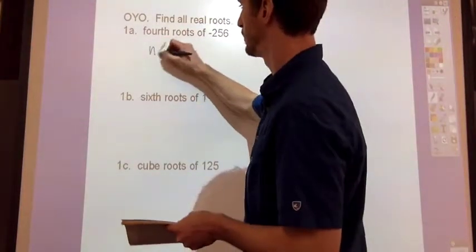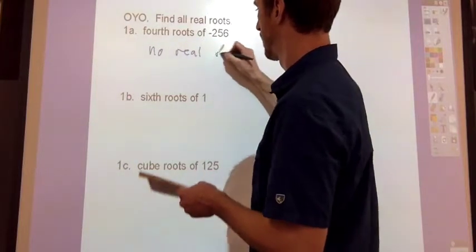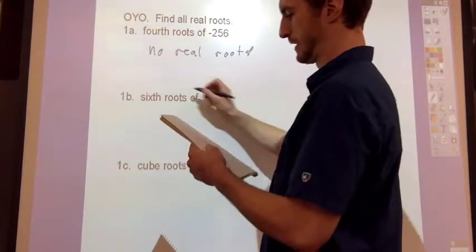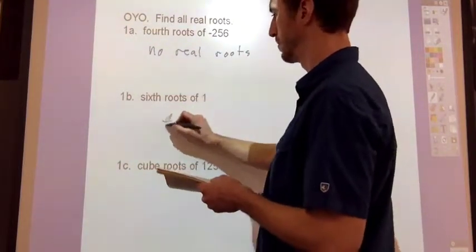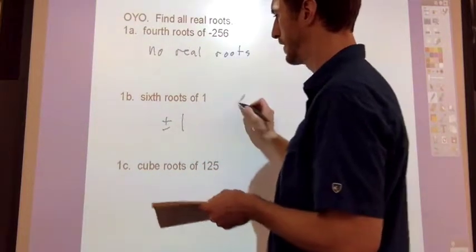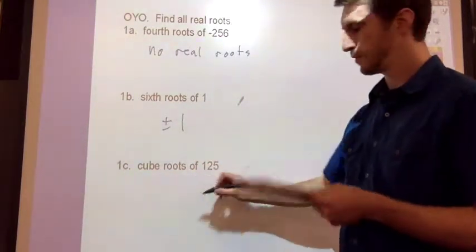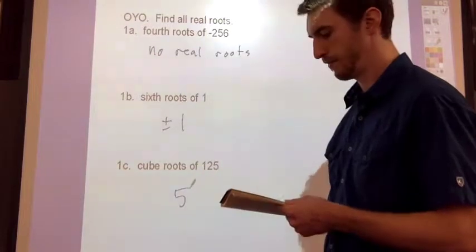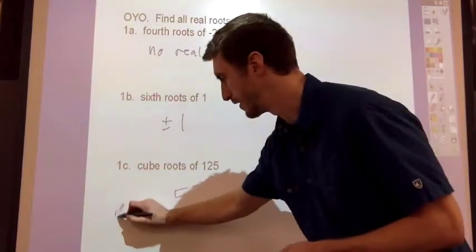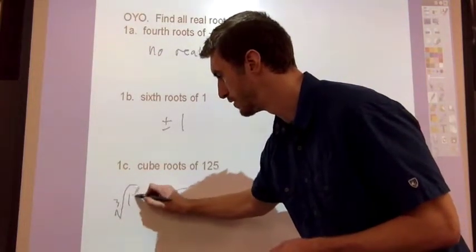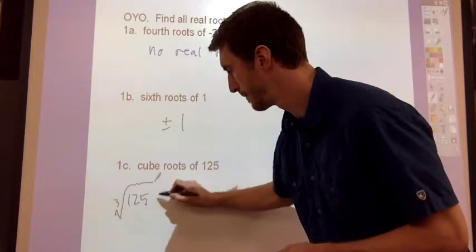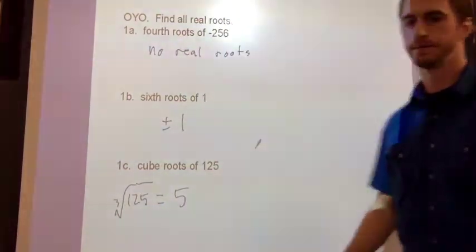Okay, this one is no real roots. This one is going to be plus or minus 1. And this one is going to be 5. And you would write that as the cube root of 125 equals 5.